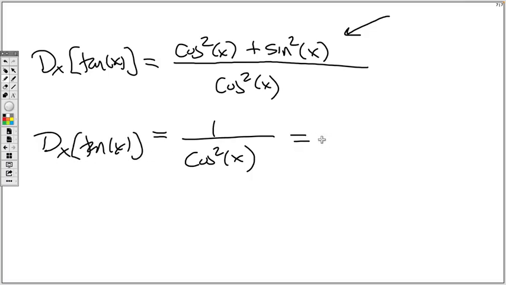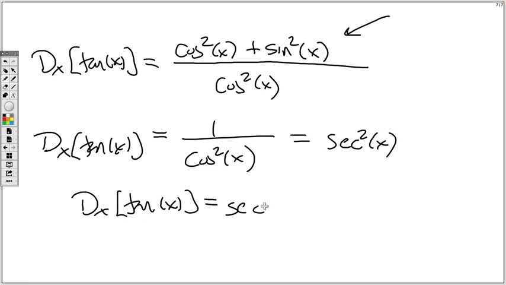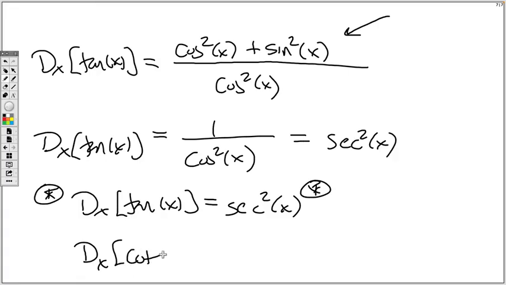But we can actually simplify this a little bit further using some definitions and some basic identities. What's 1 over cosine? Do you remember? That's secant. So 1 over cosine squared would be what? Secant squared. There we go. So once again, this would be a formula that you put on the flashcard. This is one of the basic formulas that you should know. Now, you can go through a very similar argument to get that the derivative of cotangent is minus cosecant squared.